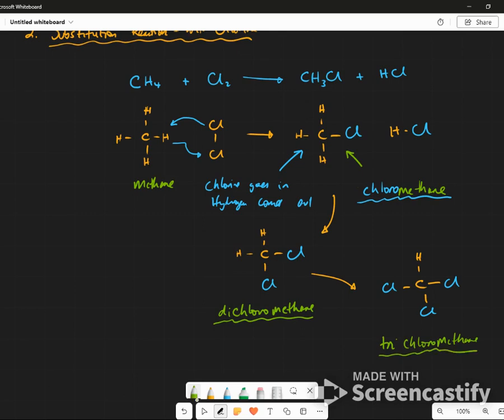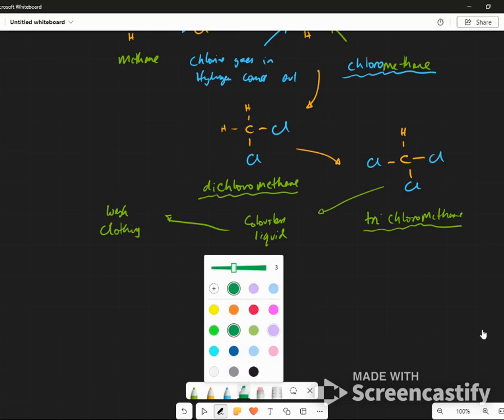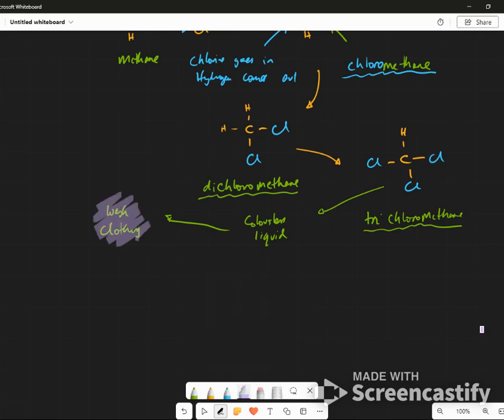Now, this is a colorless liquid. I find this stuff really interesting. Trichloromethane is a colorless liquid. And we use it, believe it or not, to wash clothing. Let me put that in a funny thingy there. I don't know how much you like nerdy stuff, but I like nerdy stuff like this. Now, it's used to wash clothing.